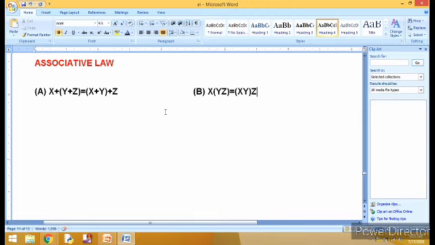One more is there which you might be knowing, that is the distributive law. पता है distributive law? But anyhow, I will explain the distributive law in the next class.